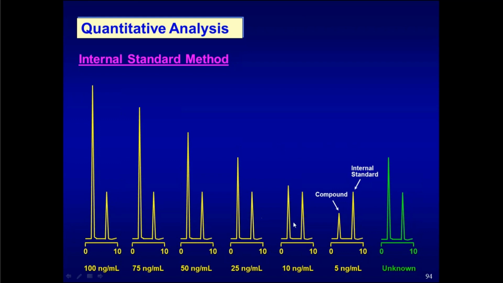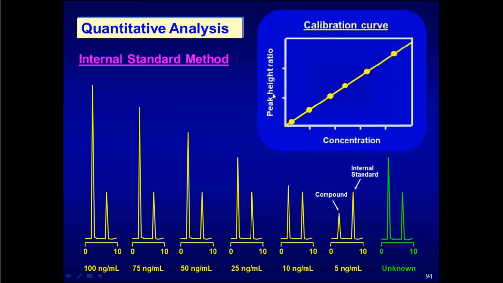Now, what you do is you will be plotting the peak height ratio. The ratio of these two peak heights, you will plot here on the y-axis, and the x-axis is of course the concentration of your sample. You get again a calibration curve, and from the sample ratio you will see where it intersects the calibration curve, and then find out the concentration.